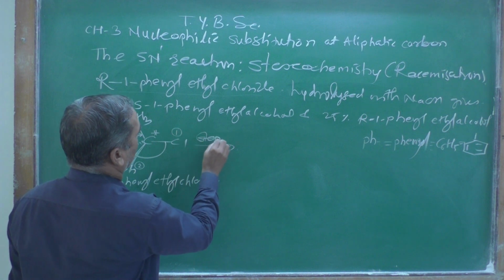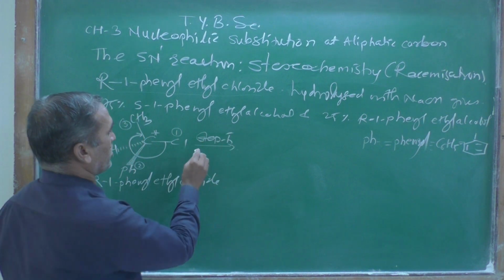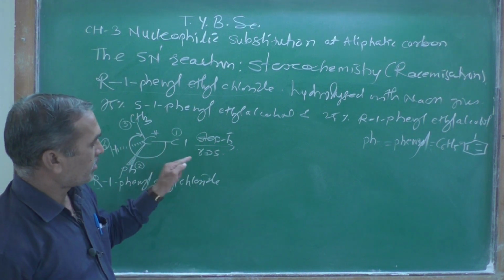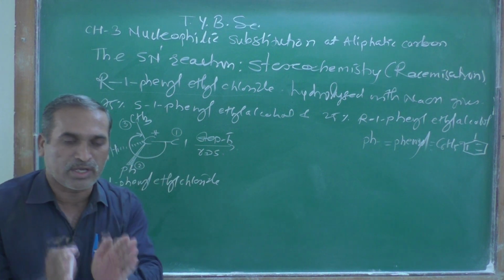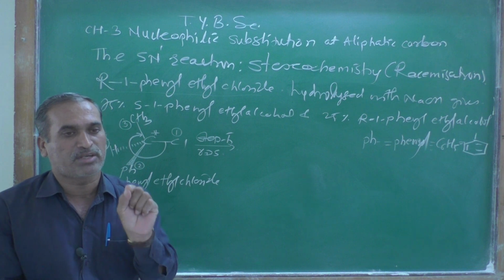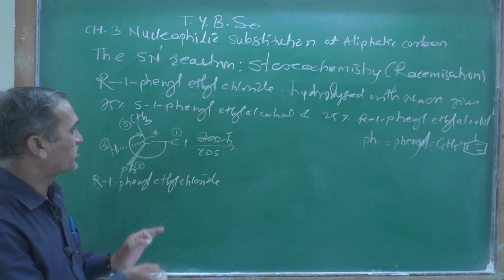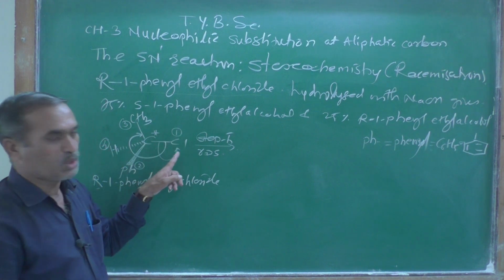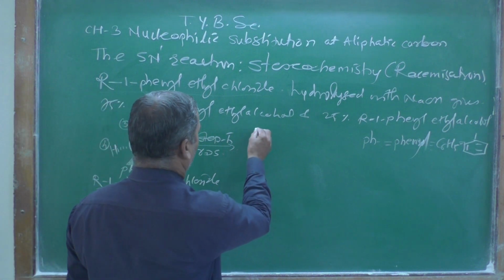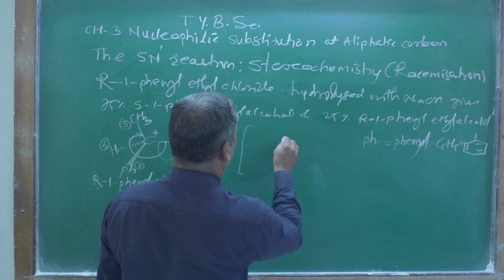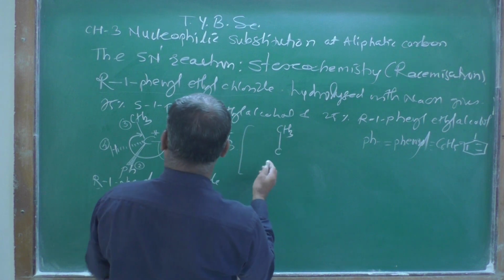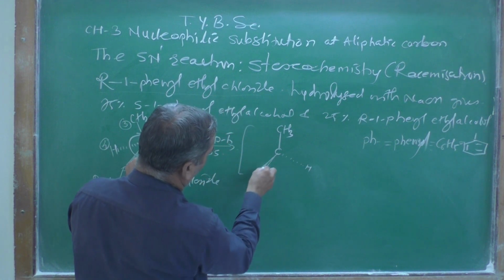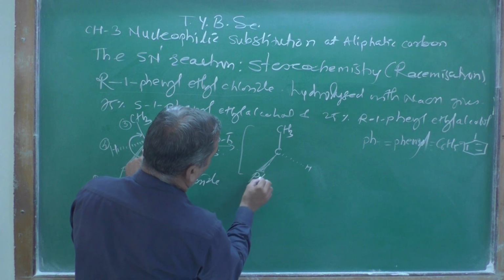The step number first, as we know, is the rate determining step. Rate determining step means what? It is a slow step where we can measure or determine the rate of reaction, how much time is required to break the bond between the chiral carbon and the chlorine atom. When it breaks, it attains this type of transition state. Methyl group you can write here, one of the hydrogen atoms you can show here, and this phenyl group you can show like this. Here is pH.